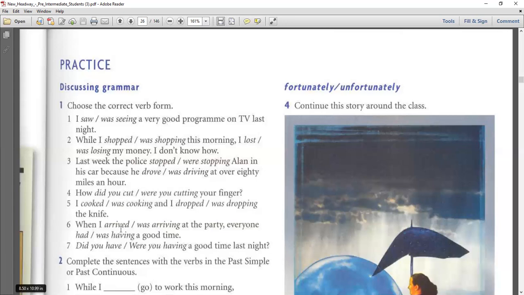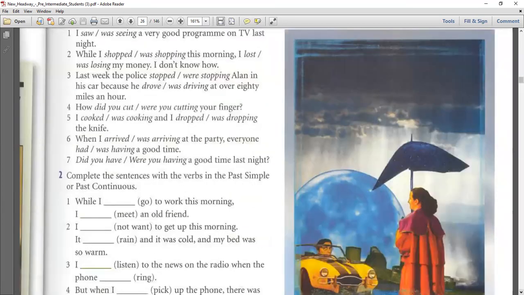When I arrived, because we have to select the past simple tense after when. When I arrived, everyone was having a good time. Okay. 7. Did you have a good time last night, or were you having a good time last night? We have to say, did you have a good time last night? We have to go to exercise number 2.